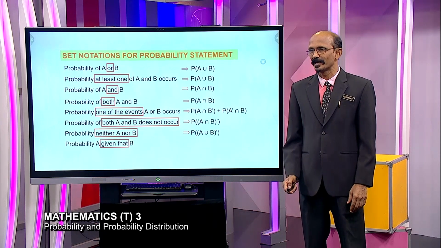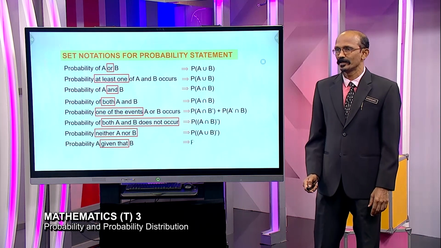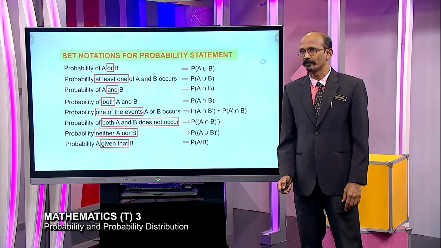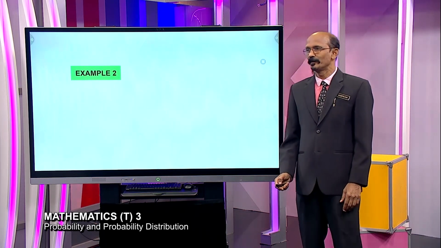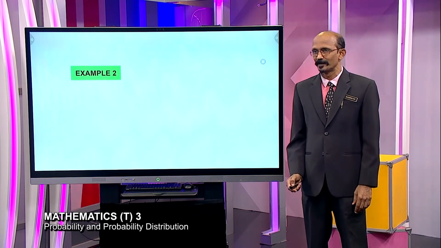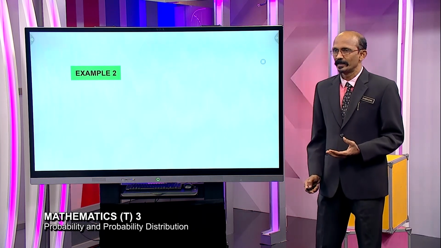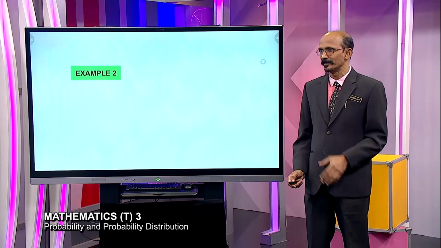So this actually comes under conditional. Under conditional, this one is probability of A given B, written as P(A|B). Let us see one example, Sean. One example where I try to apply all the probability statements.